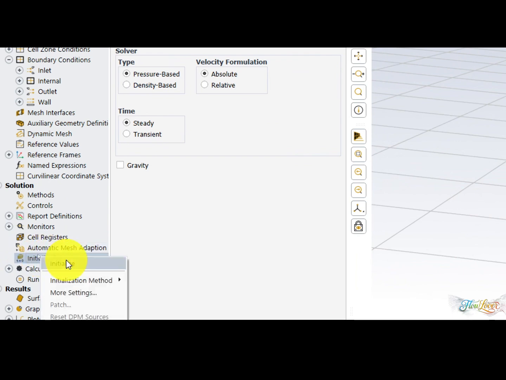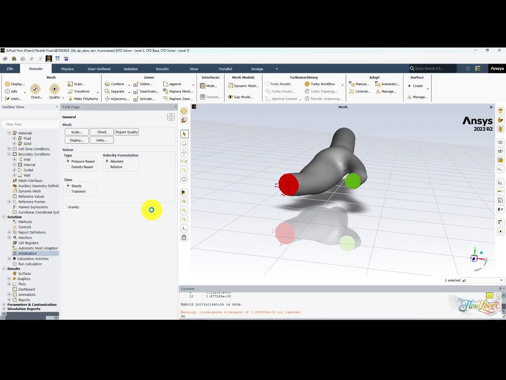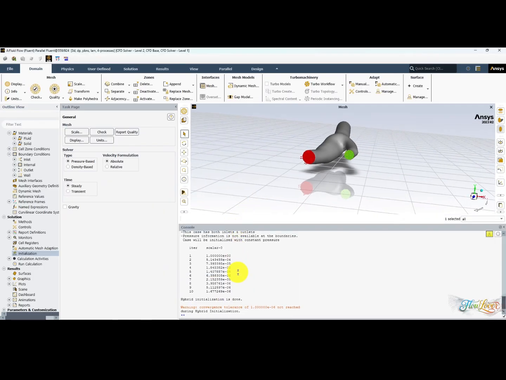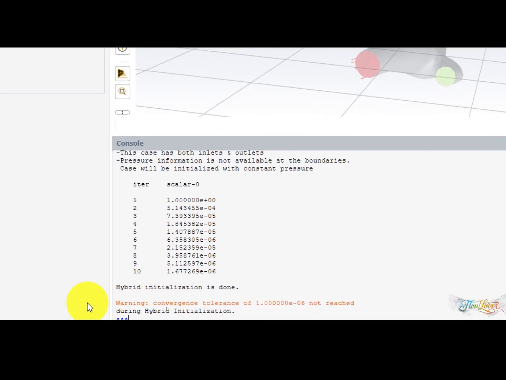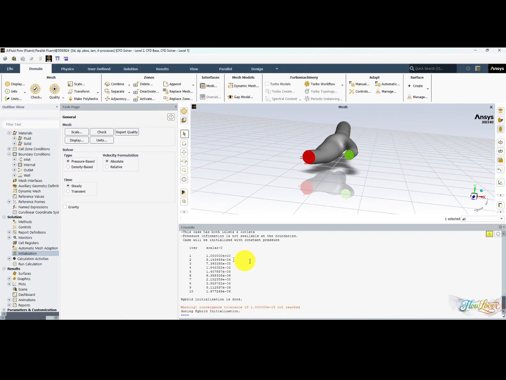When we want to use the Fluent, we just right click on that and then click on initialization. It will initialize that and give initial value to all the parameters. Here you don't need to be worried about this warning basically because we didn't solve any equation until now, so we didn't reach the convergence criteria and it just says that it didn't reach that.